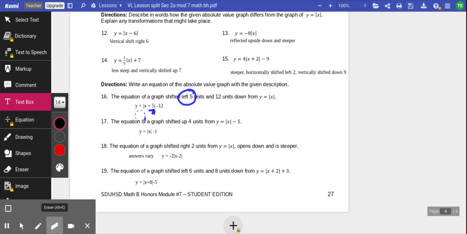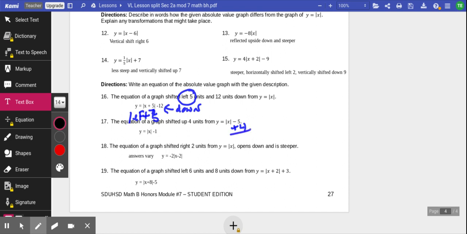This just looks like 15. That's the left 5. Okay, and then down 12 units, so that's the minus 12. That's the down part. Okay, next one. The equation of the graph is shifted 4 units from y equals the absolute value of x minus 4. So I had to add 4 to the negative 5. Adding 4 to the negative 5 got me the negative 1.